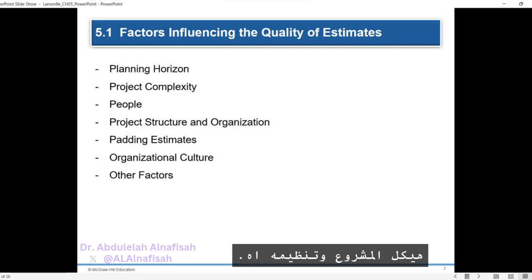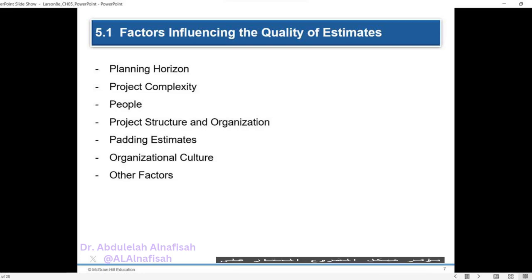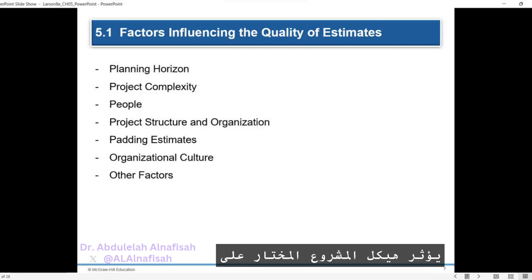Project structure and organization. The chosen project structure influences time and cost estimates. Dedicated project teams offer speed but come at a higher cost, while matrix environments may reduce costs but increase coordination demands and project duration.